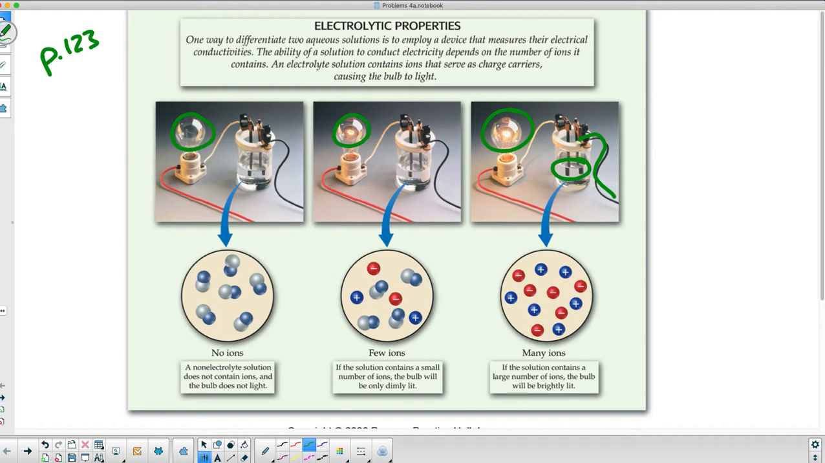It would not complete the circuit. Or if you had pure water, it would be the same. Everybody thinks water's a great conductor. Actually, it's not that great, not compared to salt water. Salt water is much better at conducting. So let's take a look.